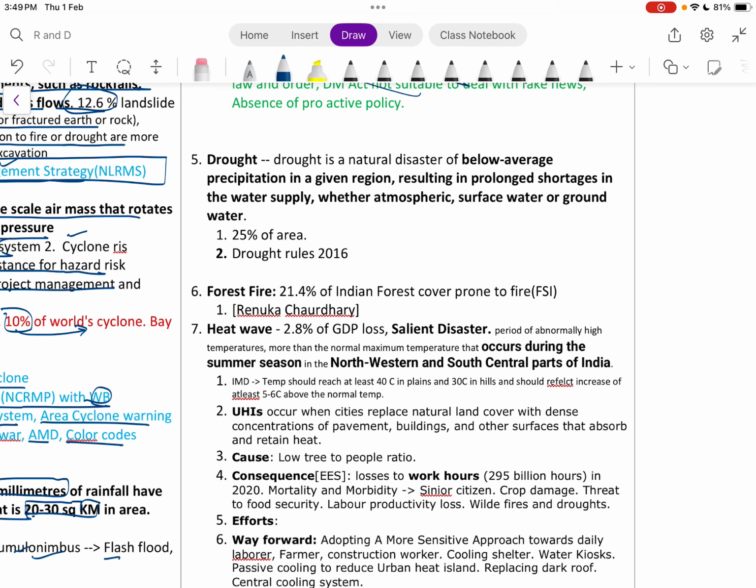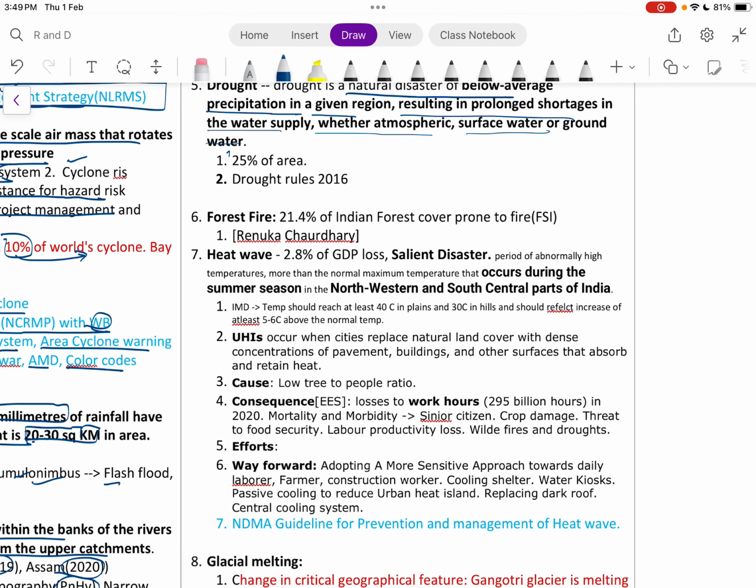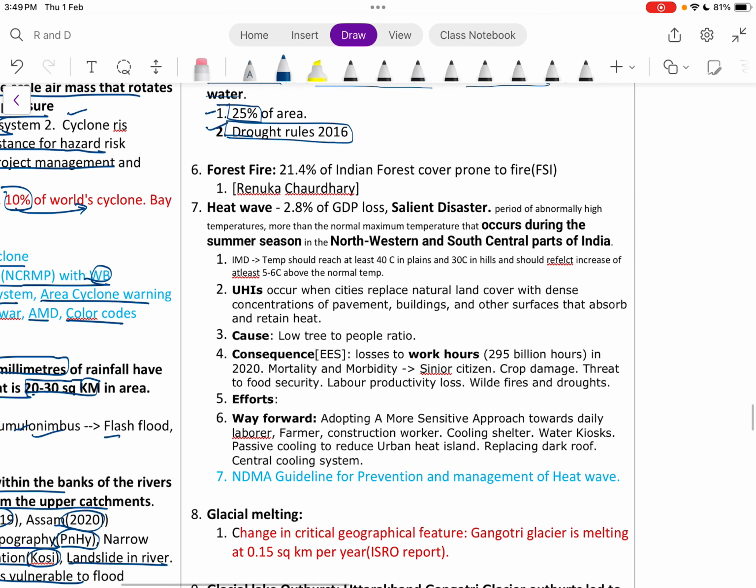Drought. Drought is a natural disaster of below average precipitation in a given region, resulting in a prolonged shortage of water supply, whether atmospheric, surface water, or groundwater. Okay. 25% of area is prone to such things. We have about 33% of the Indian coast vulnerable to soil erosion, coastal erosion. Okay, about 12% landslides, 12.6% I think for landslide, 12% for floods. Okay. Drought rules 2016, which has said what will be the guidelines to be followed in case of drought. Forest fire, about 21% of the Indian forest cover is prone to fires. We have the Renuka Chaudhary Committee for Indian forest fire.